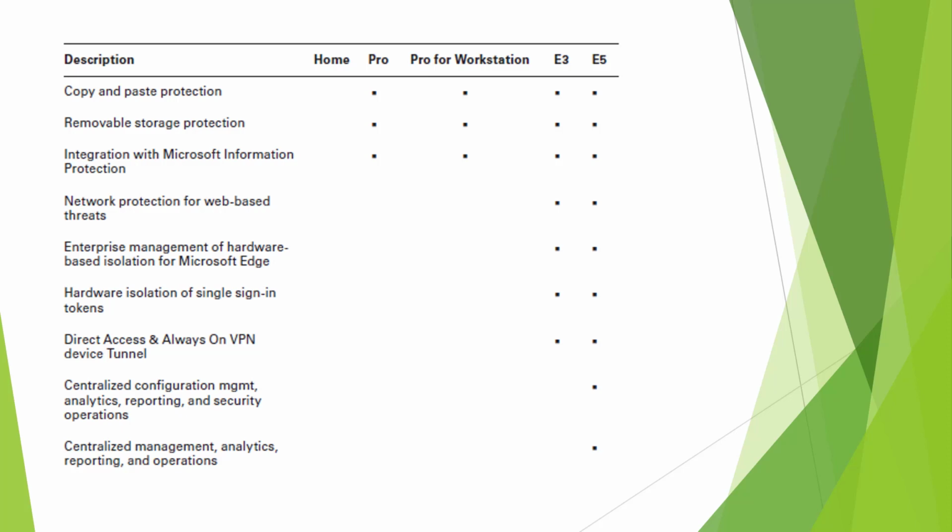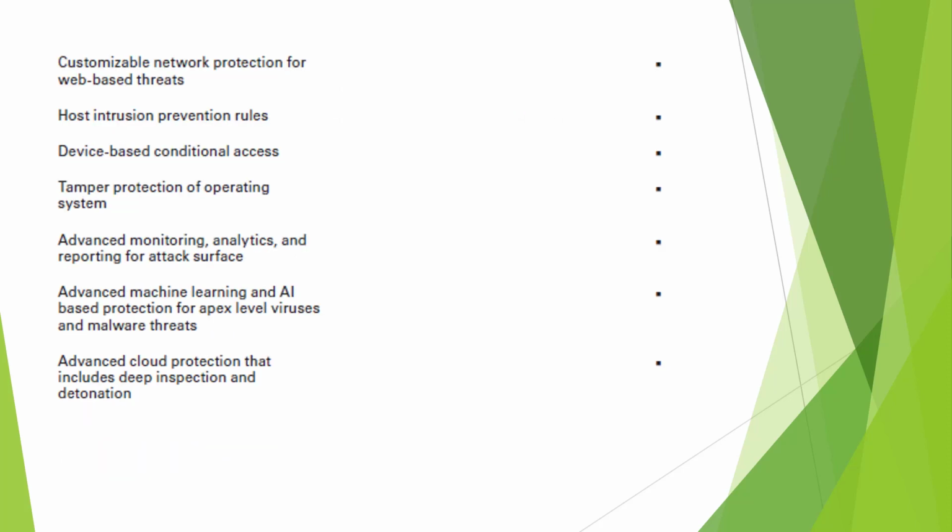DirectAccess and always-on VPN, that's E5 or Enterprise only. Centralized configuration management, that's E5 only, no E3, just E5. Management analytics and reporting, again, only E5. If we're talking host intrusion, device conditional access, any of the advanced features, that's only E5 as well.